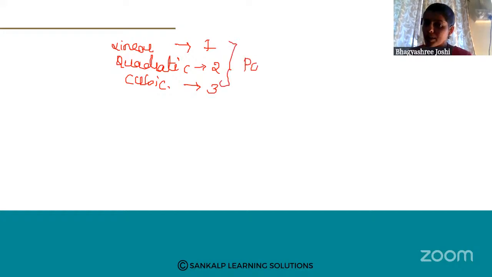We saw linear, quadratic and cubic polynomials. In a linear polynomial, the highest power of the variable is 1. In case of quadratic, that is 2. In case of cubic, that is 3. Already we know. So this is in case of polynomial, but we are talking about the equation.